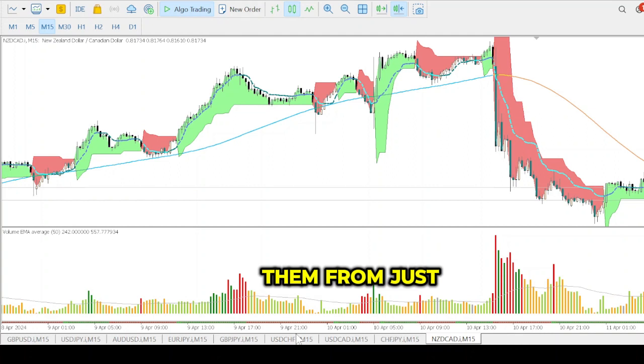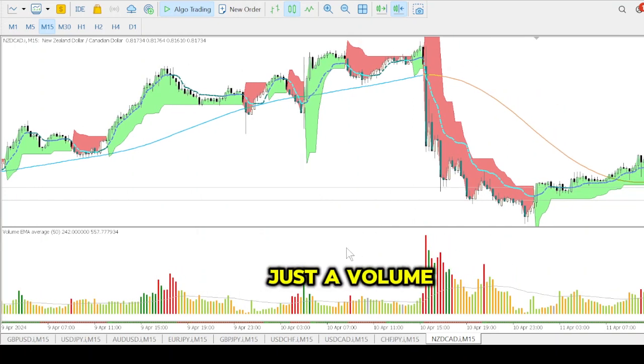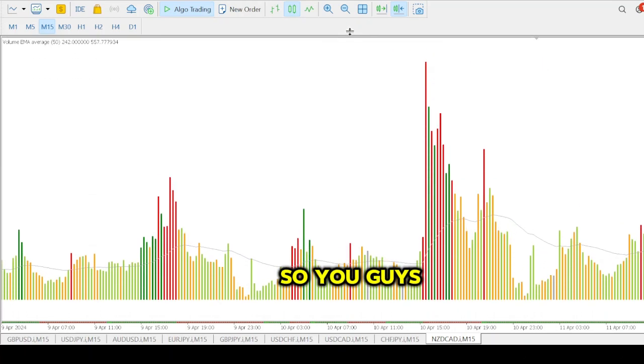You can get them from just a simple Google search. Now, what is this indicator and what does it do? The indicator is just a volume indicator. If I raise it up, let me just cover the screen with it so you guys can see it.